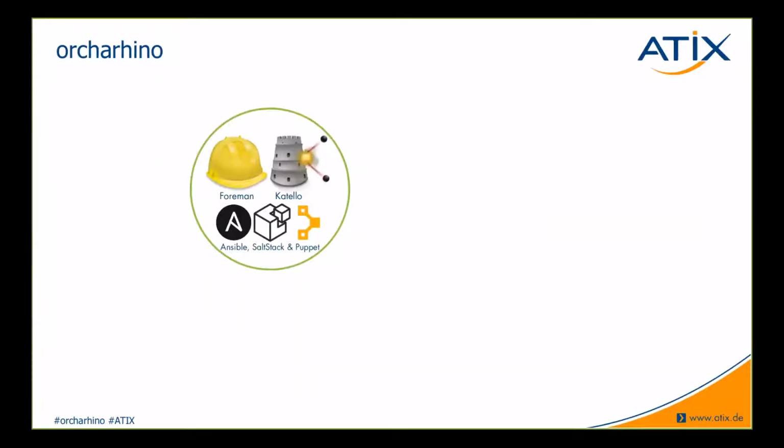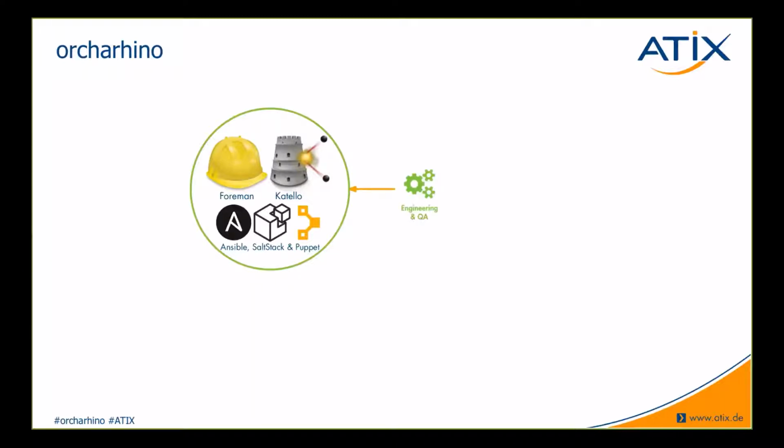So Orcharhino itself consists of several products inside. The base of Orcharhino is Foreman, Katello, Ansible, SaltStack, and Puppet, depending on which kind of features you use. And those are open source tools which everyone can use.